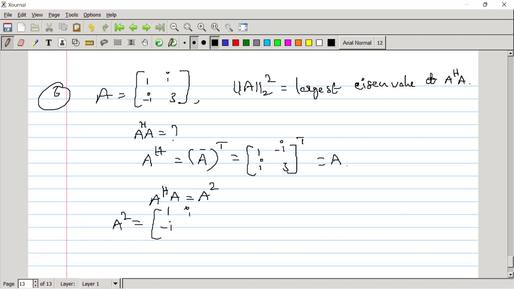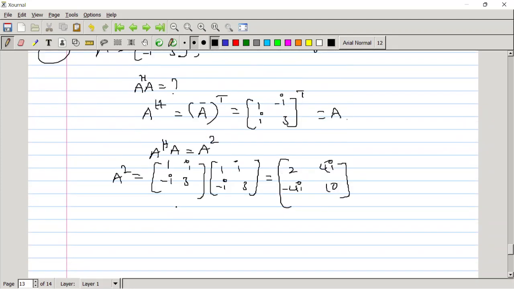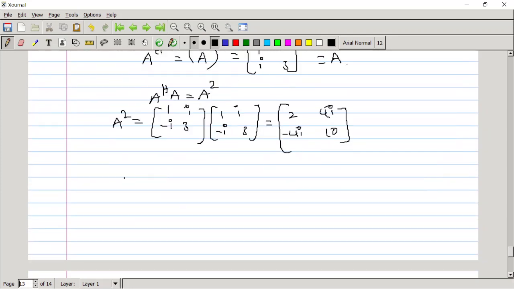[1, i; -i, 3] times [1, i; -i, 3]. This is nothing but, can anybody tell, 1 plus 1, 2. 1 plus 3i plus 3i, this is 4i. Minus i minus 3i, minus 4i. 1 plus 9, this is 10. Is this correct? Yes. Okay, thank you. So this is nothing but A square.